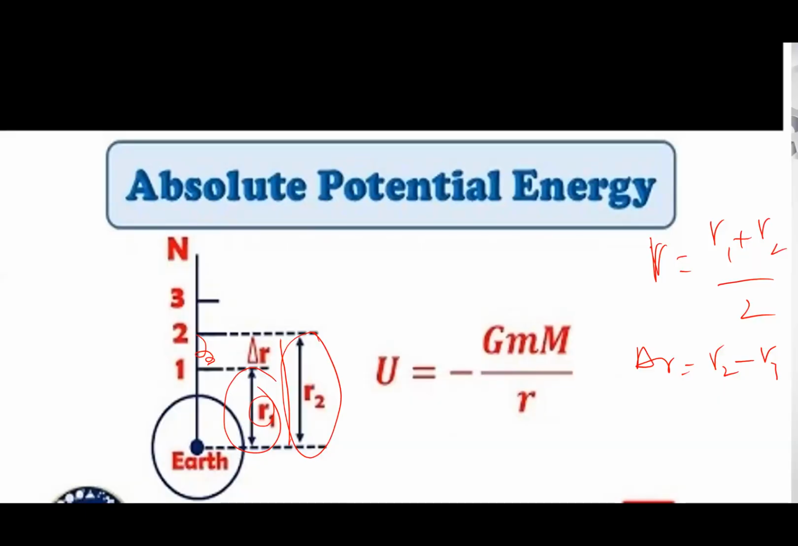Absolute potential energy: the work done in moving a unit positive charge, and the amount of work done. Absolute potential energy is the amount of work done in moving an object from Earth's surface to a point where potential energy is zero.